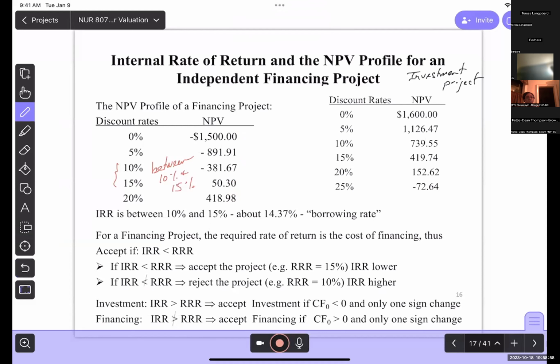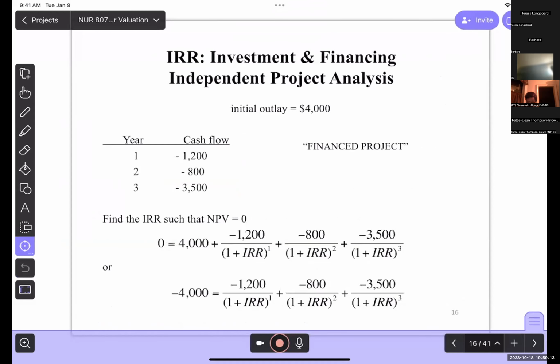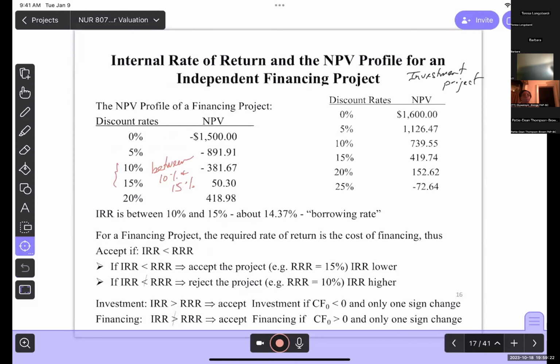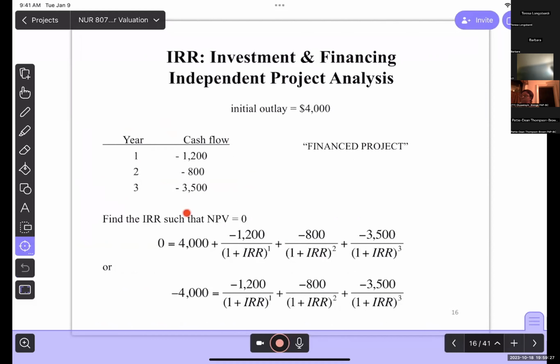Did I do that right? Yes, 10% and 15%. So what will you do in Excel with that? How are you going to put that in Excel? If I gave you that information, you put the original numbers in Excel and you ask for the IRR. That's probably the easiest way, is to just tell you that it's between 10 and 15. So you put these in Excel and find the IRR.